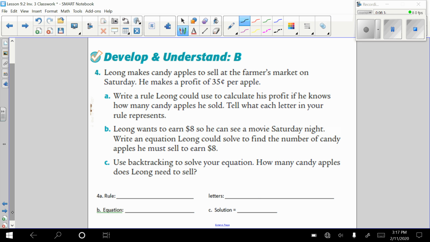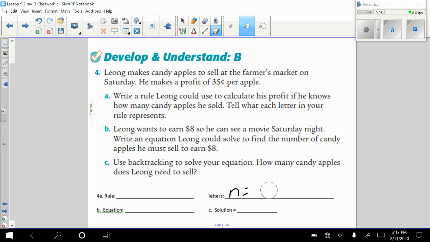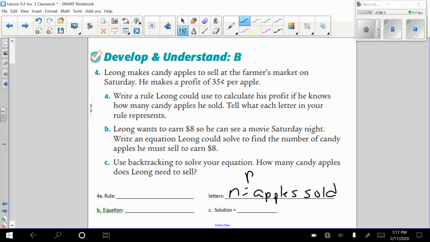Well, if I'm going to make 35 cents for every apple I sell as a profit, I could say that n equals 0.35. Oh, I'm sorry, not yet. I want to label that first. Let's put that n is the number of apples sold. And then I can say P equals my profit. That's how much money I'm going to make. This is what companies use to determine how much money they're going to make. Now, if I'm making 35 cents per apple, to find out my profit, however many apples I have, if I multiply by 35 cents, that's my profit.